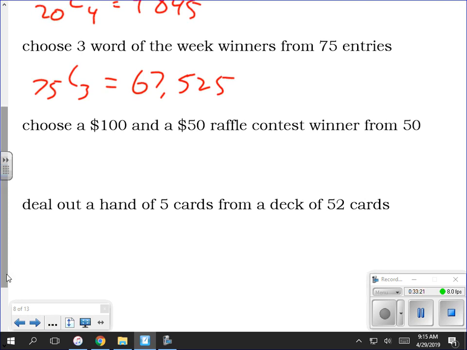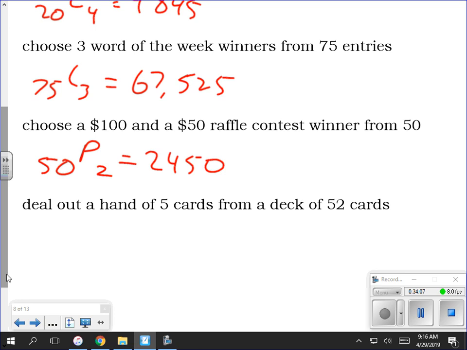And then the next one. I have 50 people, and I'm picking a $100 prize winner and a $50 prize winner. Does order matter? Yes. The best fun it does is $50. $50 is a lot of money. $50 is a tank of gas. Maybe 2 if you have a really small car. Maybe. Okay. Yeah, $50 is a lot of money. So this would be a permutation because order matters. 50, picking 2 at a time, permutation. And there are 2,450 ways.